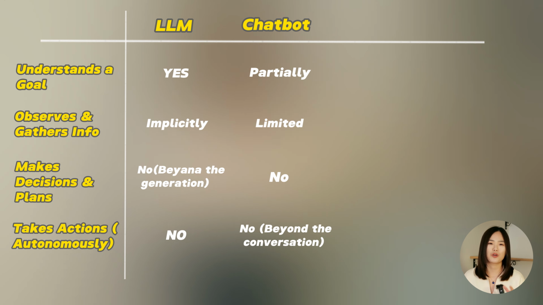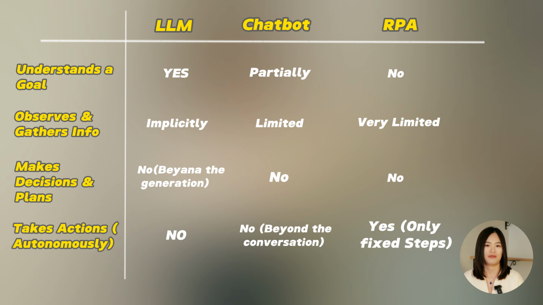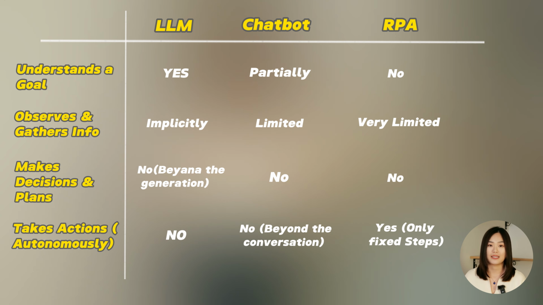And how about automation scripts? Scripts can perform actions, yes. Think about macros or simple RPA, but they are very rigid. They follow predefined rules exactly. If something unexpected happens, they often break. They lack the adaptability and decision-making of an AI agent.